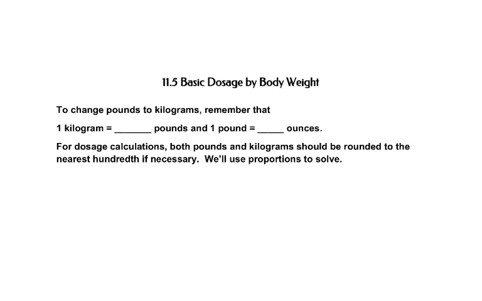In this last section, we'll look at how to calculate basic dosage by body weight. So the first thing we need to remember is that 1 kilogram is equal to 2.2 pounds, and that's something you should just know. And that 1 pound is equal to 16 ounces. Again, something you just need to know. So for dosage calculations, both pounds and kilograms should be rounded to the nearest hundredth if we need to round the weight. And we're going to use proportions to solve in this section.